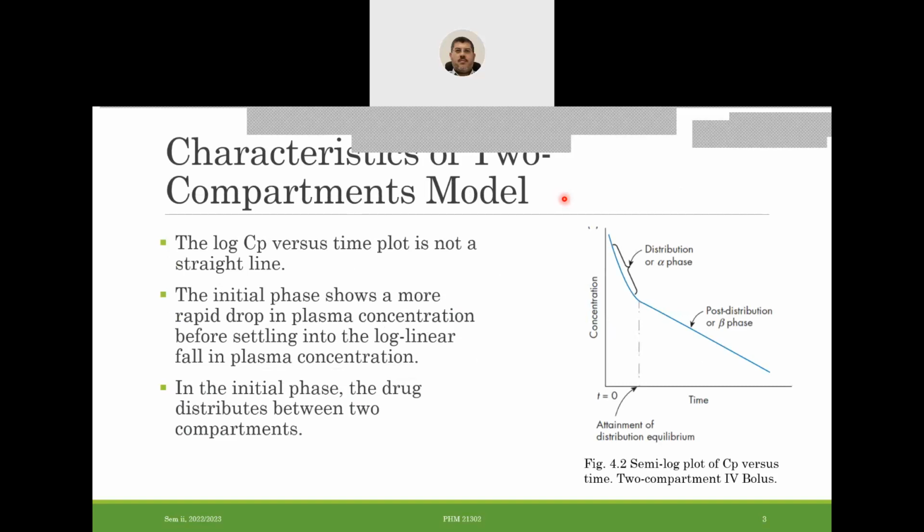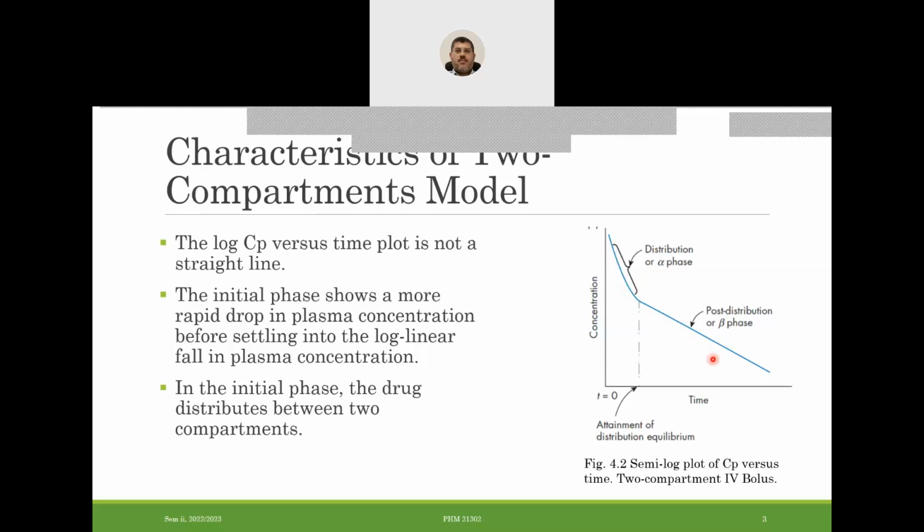Drugs following this model behave as we see in the graph here. Once a dose is taken by IV bolus injection, we measure the plasma concentration versus time. The curve, plotted on semi-log paper, will not give a straight line, but rather the curve that you can see now. It has two different parts, each with a different slope.